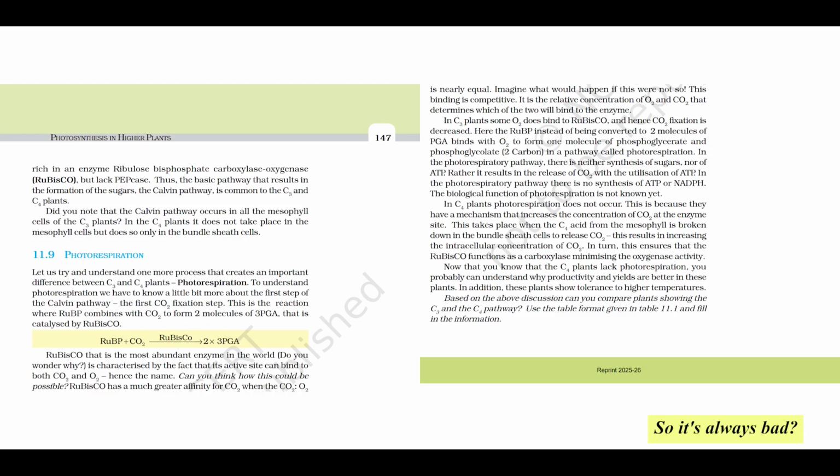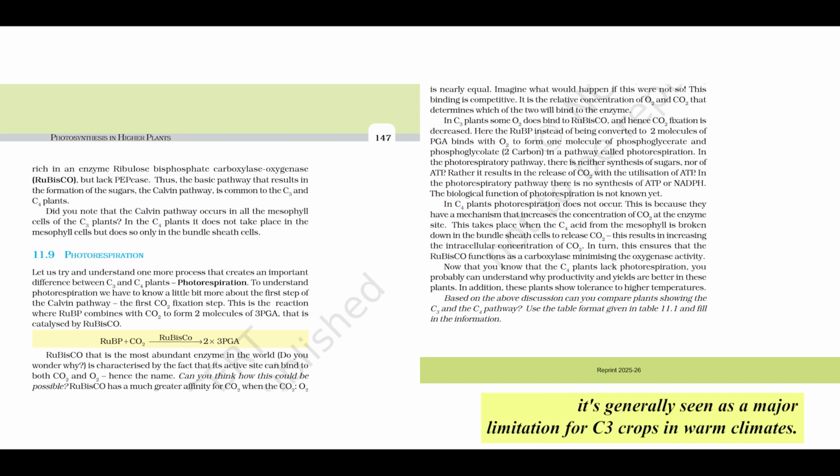So is it always bad? Well, its primary consequence is reduced photosynthetic yield. However, some scientists suggest it might play minor protective roles, like dissipating excess energy under high light or contributing to certain metabolic pathways. But from an agricultural perspective, focusing on yield, it's generally seen as a major limitation for C3 crops in warm climates. And as you correctly deduced, C4 plants avoid this problem.